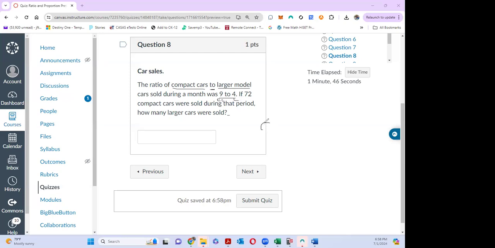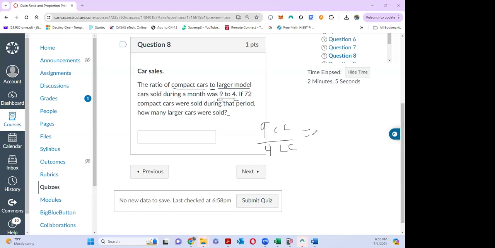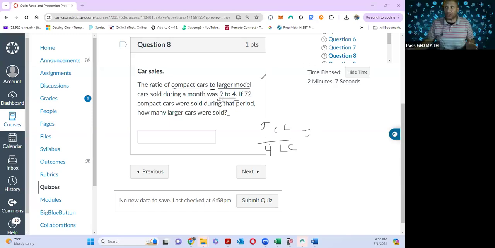So 9 compact cars and 4 larger cars. Now, if I'm doing math, I don't write the CC and the LC. I just wrote the CC and the LC so you understand CC is for compact cars and the LC is for larger cars. I'm going to draw my equal sign because a proportion is 2 ratios set equal to each other.